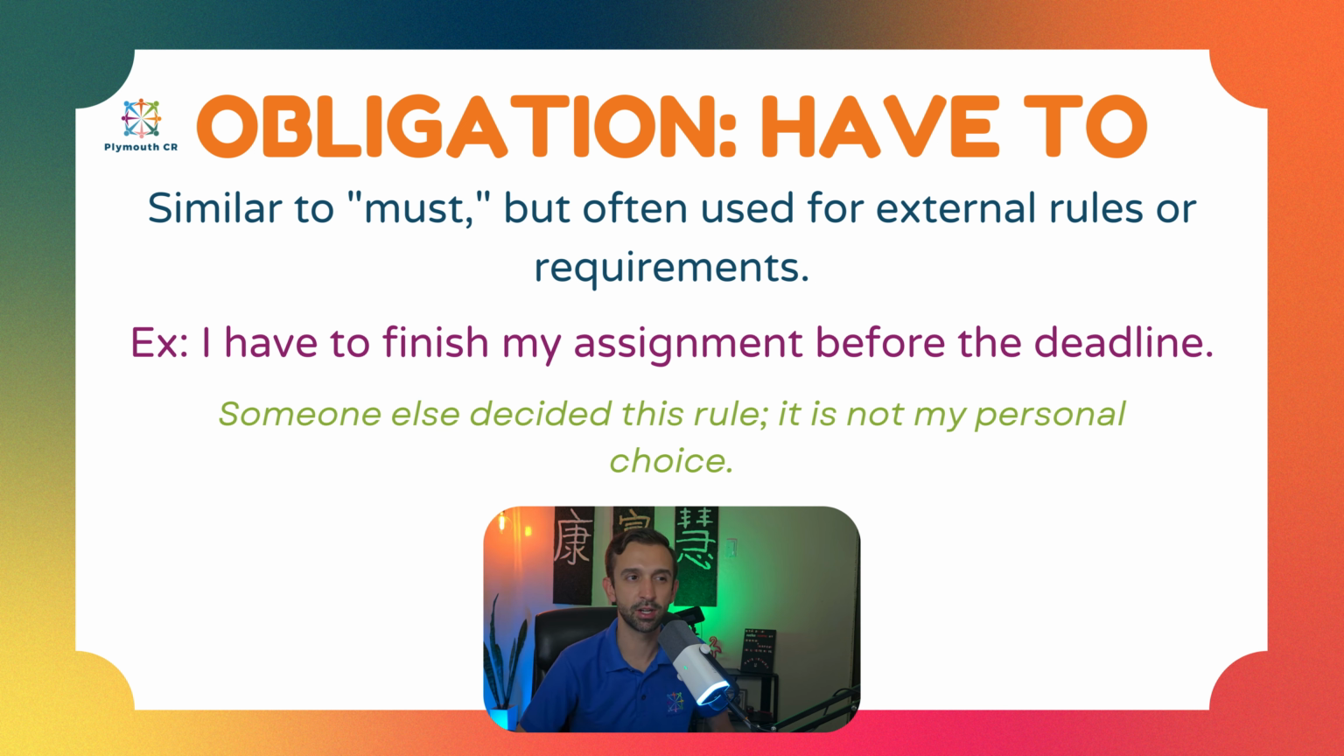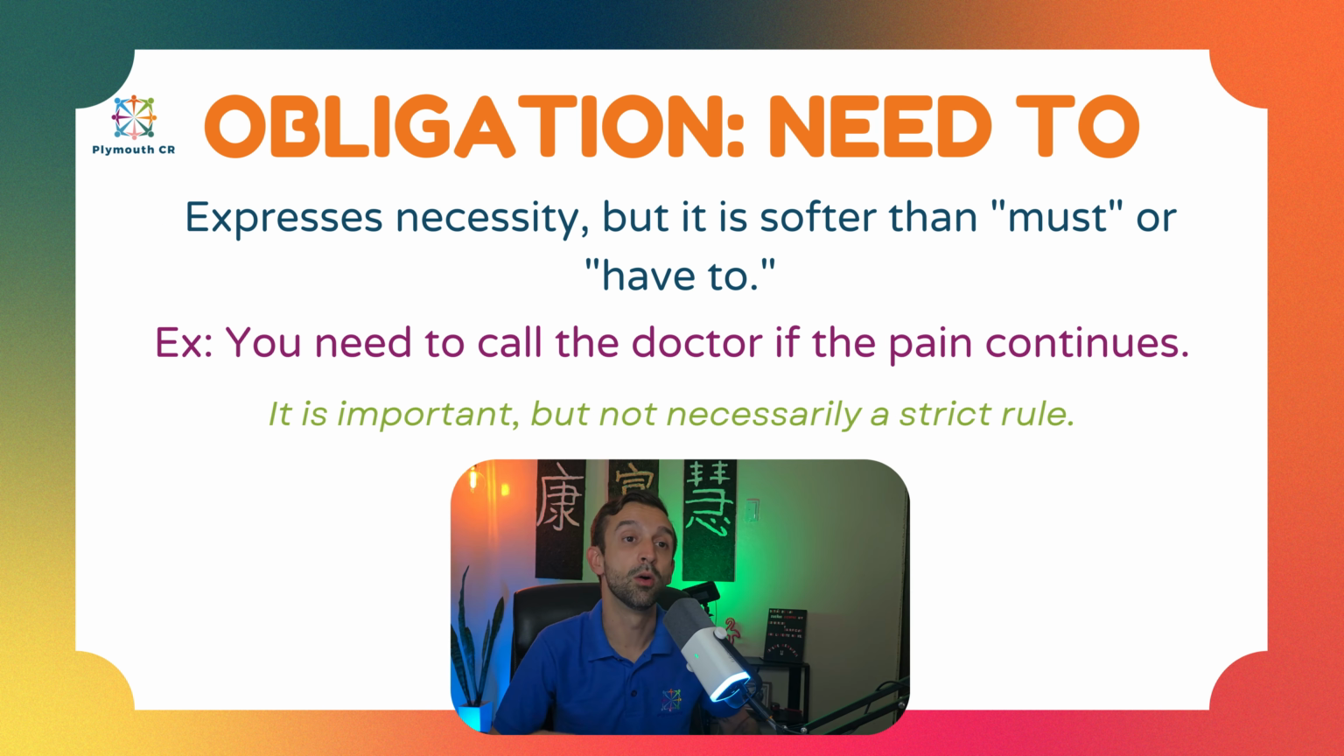So I have this example here. I have to finish my assignment before the deadline. So I have to do that because there is a deadline. The deadline is something that was established by somebody else, an external source. It wasn't me, right? Like, that's basically it. So someone else decided this rule, and it's not my personal choice. So this is why I have to. Tengo que.